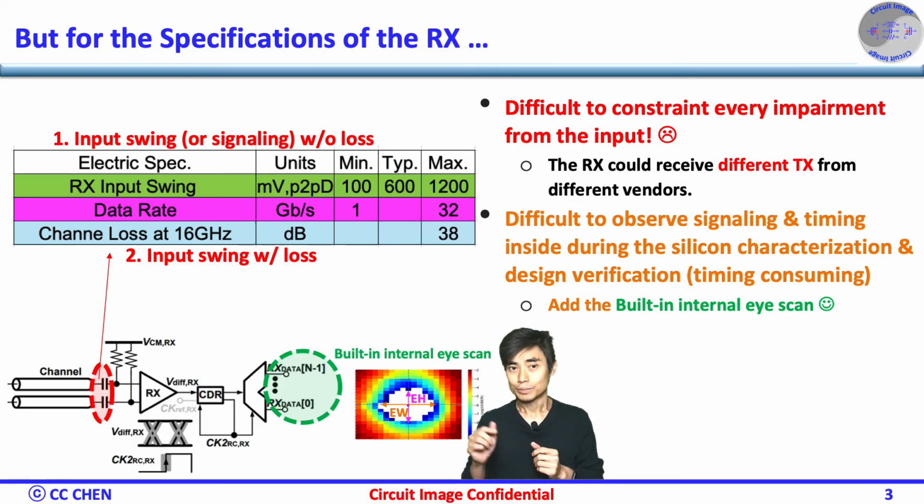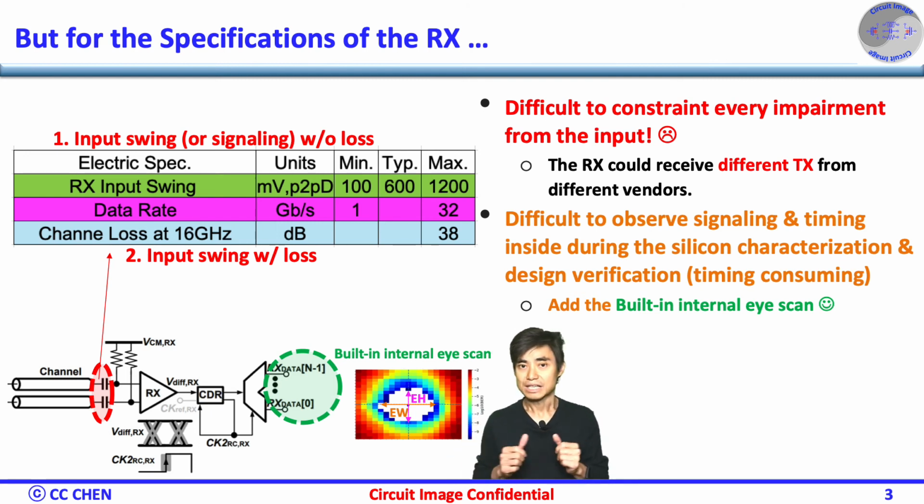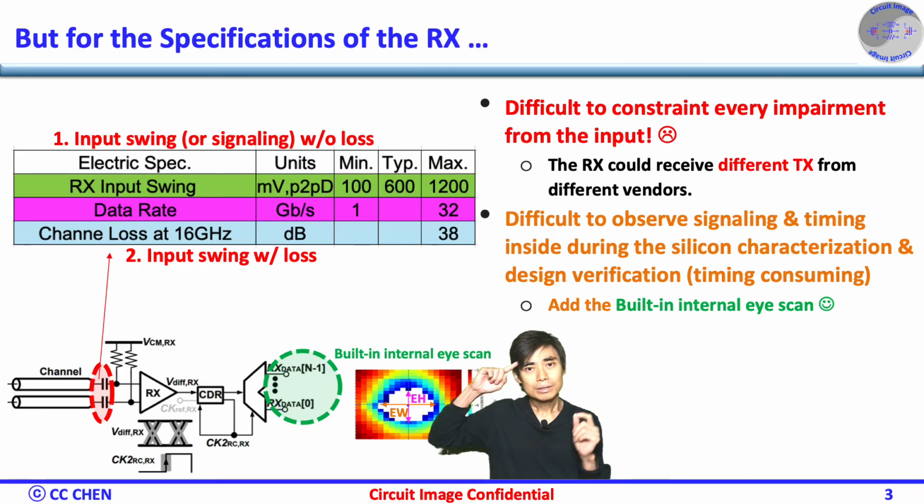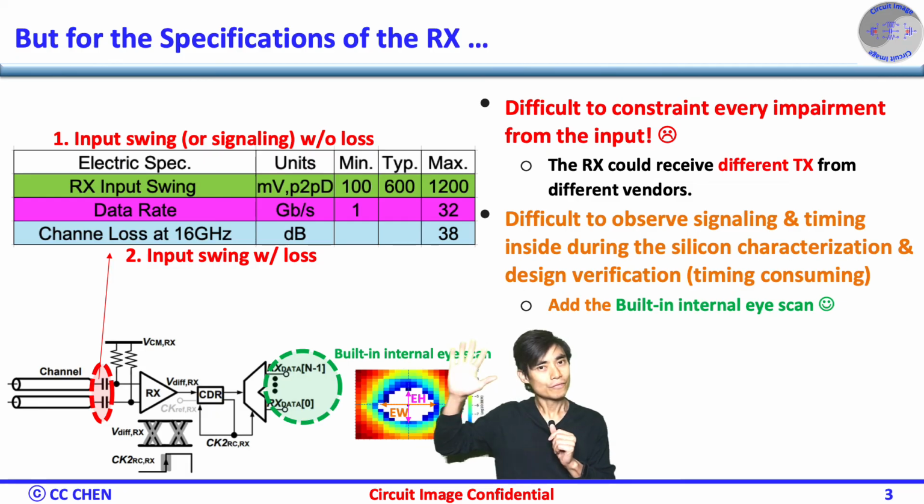For example, to meet the target bit error rate at RX, some design challenges of the specification are from the external impairments: input jitter, RJ, SI-PI, interference, crosstalk, etc. So, it's difficult to constrain every impairment from the input. The RX could receive a different TX from different vendors in the ecosystem. What should we start with? Perhaps think about the RX link budget for 5 seconds.